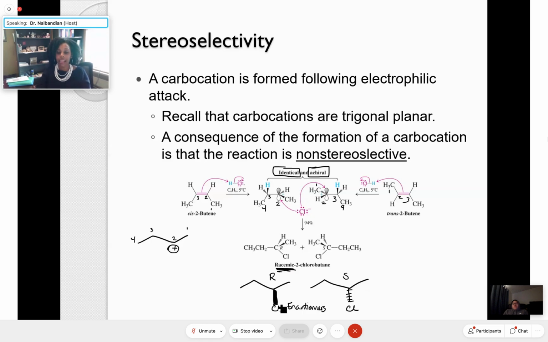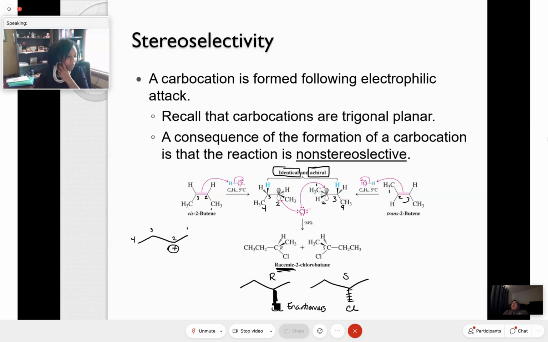It's equally likely that the chloride will attack from the front as it is that it will attack from the back. Or we can say the top and the bottom. Equally likely, there's no difference there. And so we get this mixture of enantiomers. So cis and trans, the alkenes will end up with the exact same intermediate, identical intermediate. And if we started with trans-2-butene, we'd end up with racemic 2-chlorobutane. If we started with cis-2-butene, we'd still end up with racemic 2-chlorobutane. It doesn't matter the starting material. We're going to get the same mixture of products here.